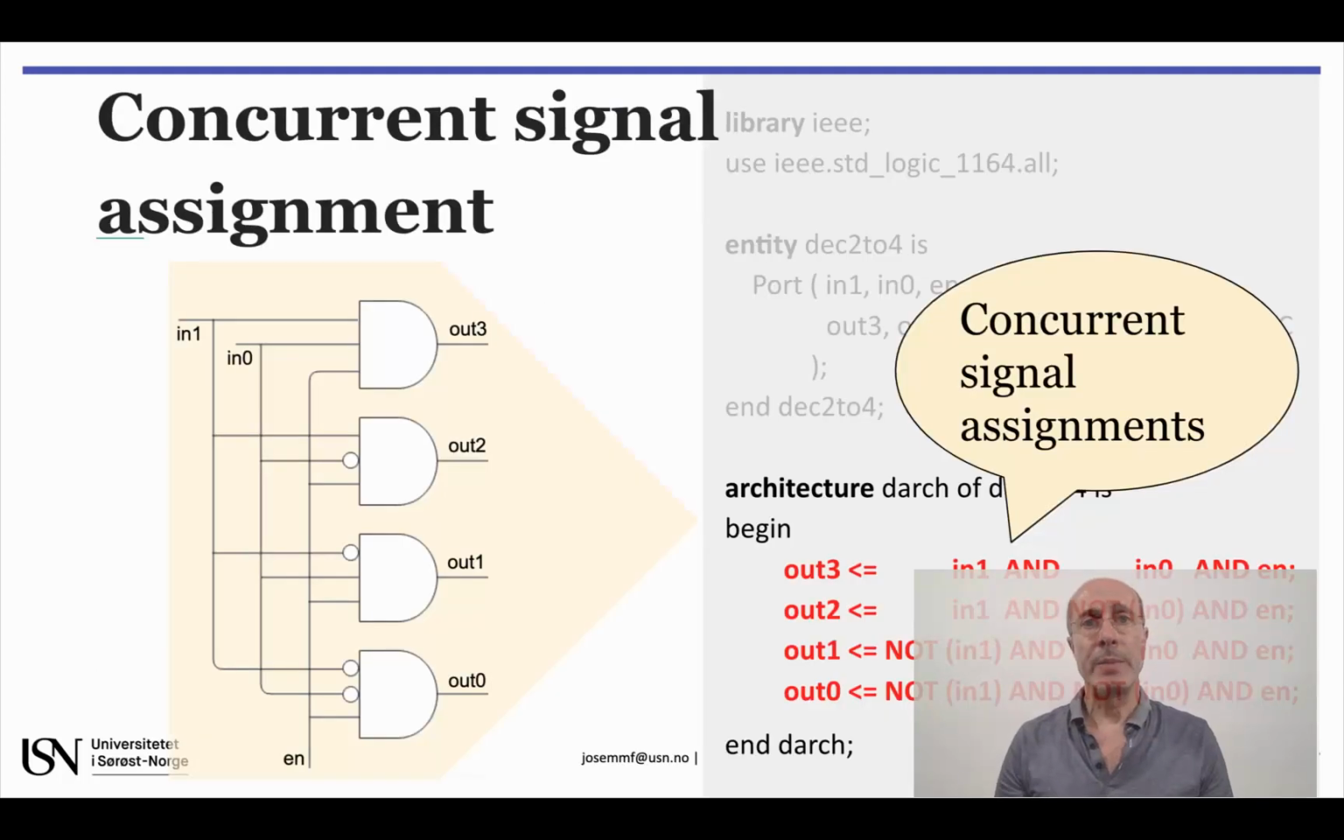Concurrent signal assignments are the type of statements that we have seen before in the data flow description of the 2 to 4 decoder. They will become sequential signal assignments when encapsulated inside a process, but when used as shown here, they will be executed concurrently and therefore are concurrent signal assignments.